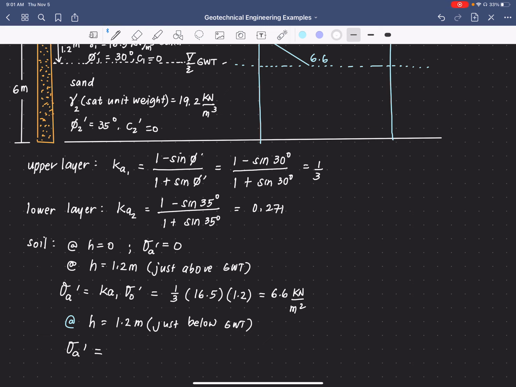This is equal to... our formula is this time using the pressure coefficient at 2 multiplied by sigma naught prime, and that is equal to 0.271 multiplied by 16.5 again, and 1.2 meters. And this will give us 5.37.